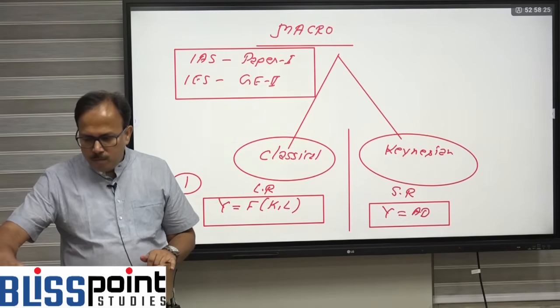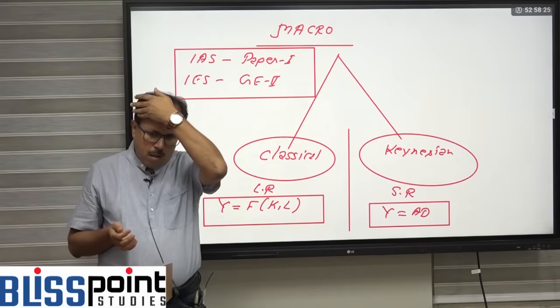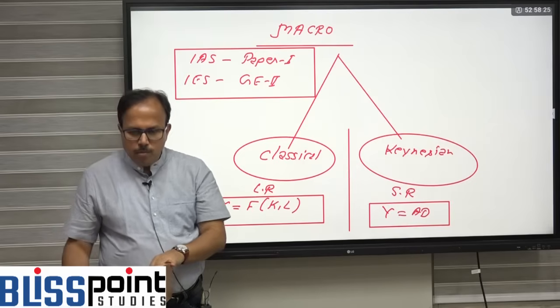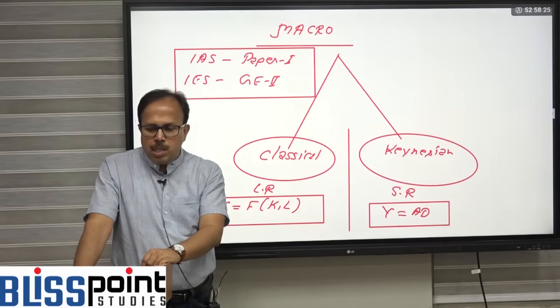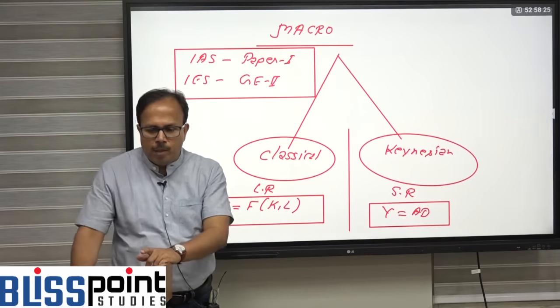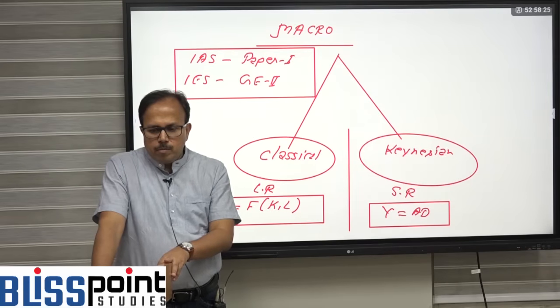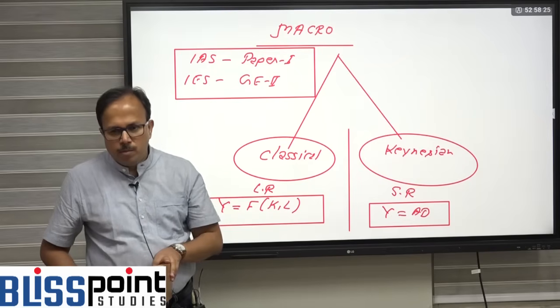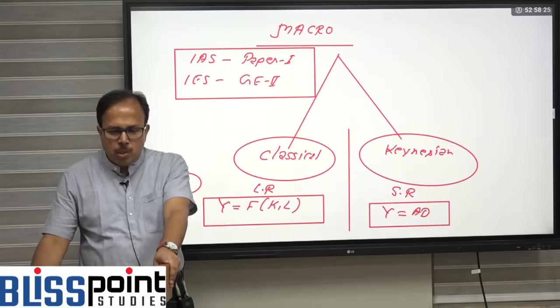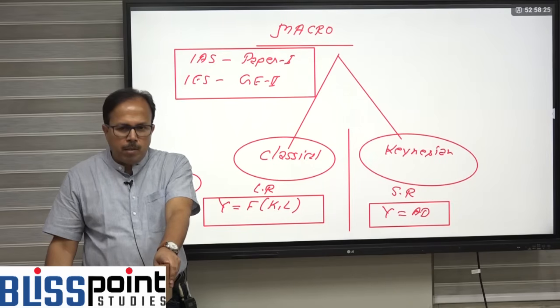Classical macroeconomics is a long run description of economy, whereas Keynesian economics is short run description of economy.